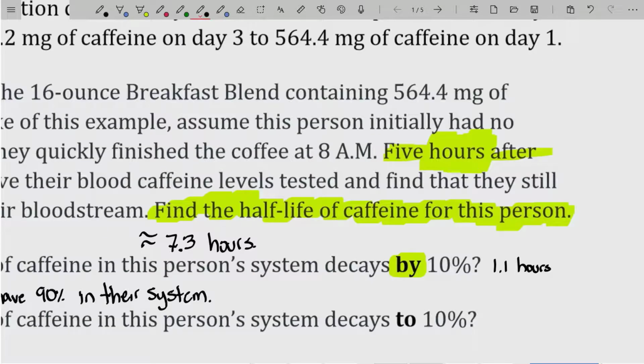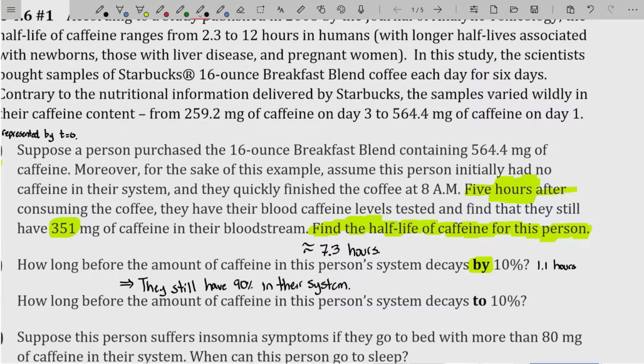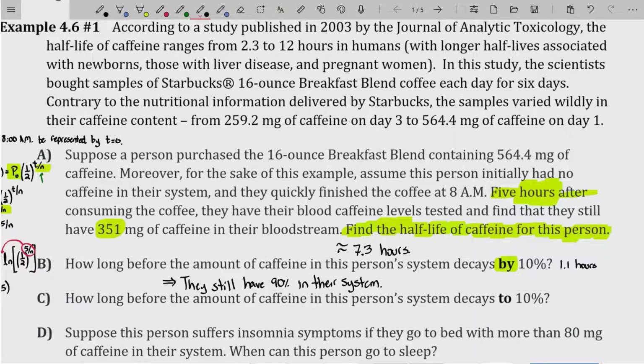And there I just filled that in. So again, pay close attention to that wording. How long before the amount of caffeine in this person's system decays by 10%? The second question, part C: how long before the amount of caffeine in this person's system decays to 10%? That is a different question.